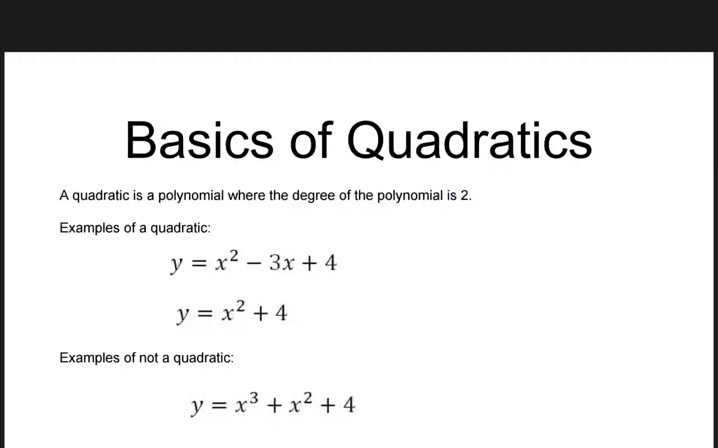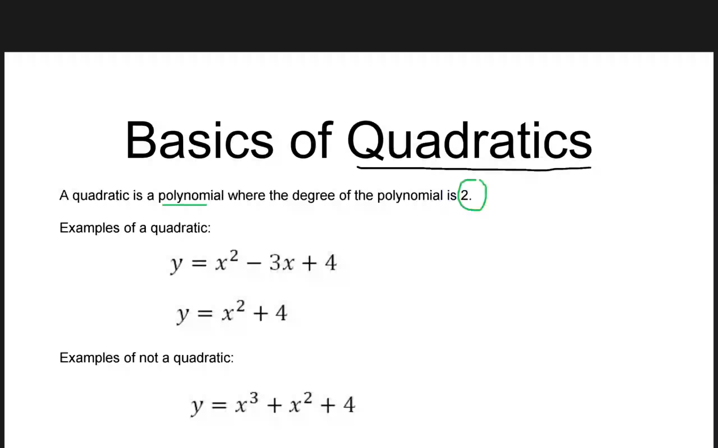Okay, so we're going to start a new unit today, and the unit we're going to talk about today is quadratics. And the nice part about quadratics is we should remember quite a bit of this from the polynomial chapter. If you remember from the polynomial chapter, a quadratic is a polynomial where the highest degree, or the degree of the polynomial, is 2.